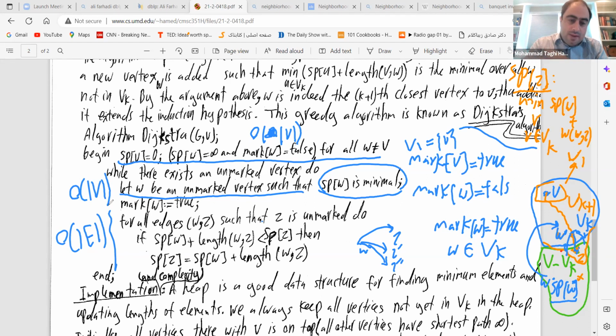Good. So now, what would be the running time of this algorithm? We have order V here. I will explain how you can find a vertex for which SP of W is minimal, and that will take order N.